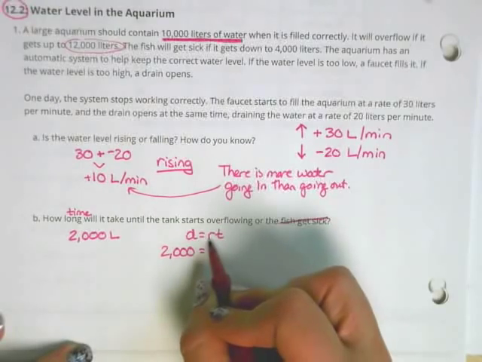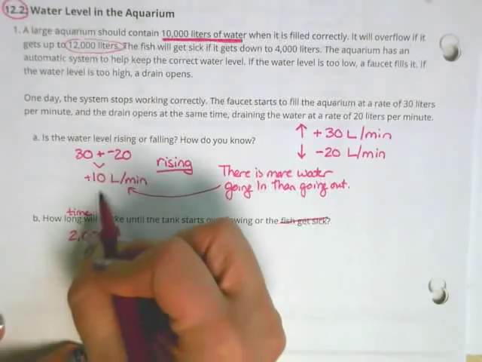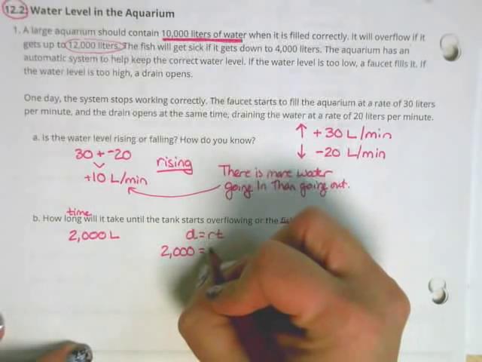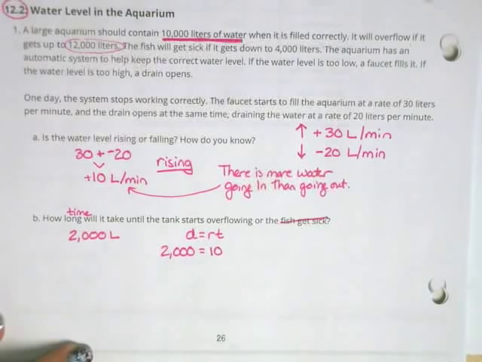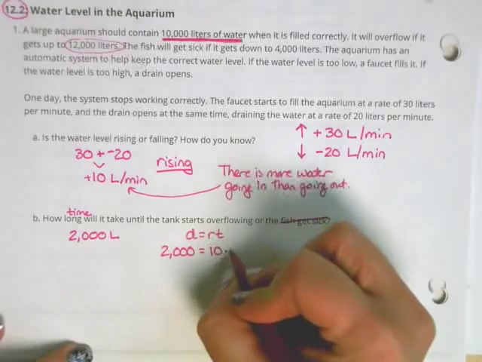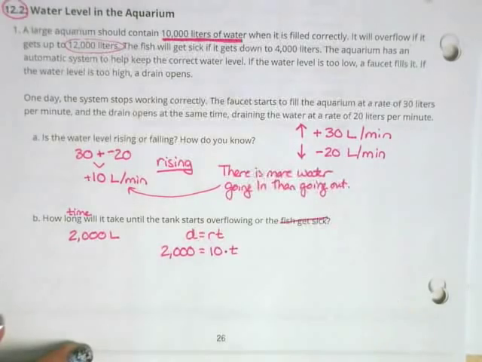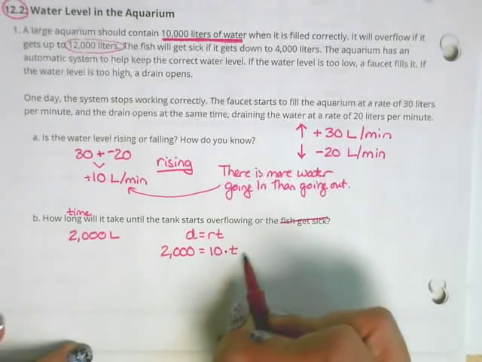Well, how fast is it filling right now? What's the speed at which it's filling? Plus 10 liters per minute. And we just don't know the time it's going to take to get that far. So 2,000 equals 10 times something.